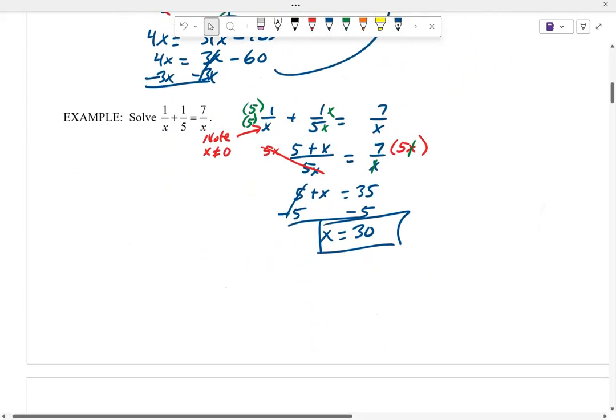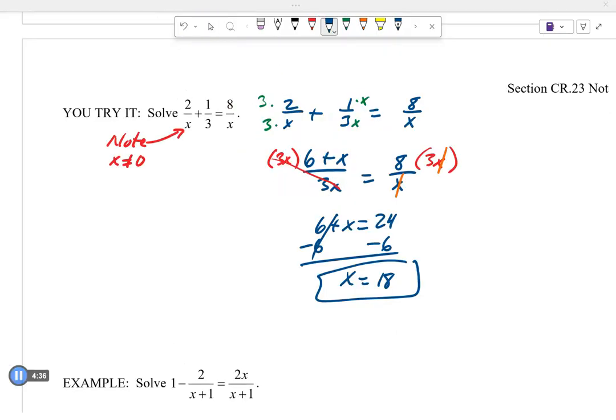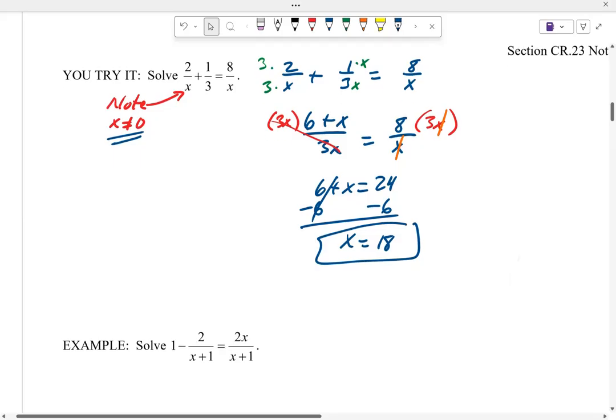Next one's a you-try problem. Similarly, if you want to try that one, pause the video. Go ahead and pause the video if you need to take a look at that work there. It should end up with 18. Notice that x could not be 0 in the first place.